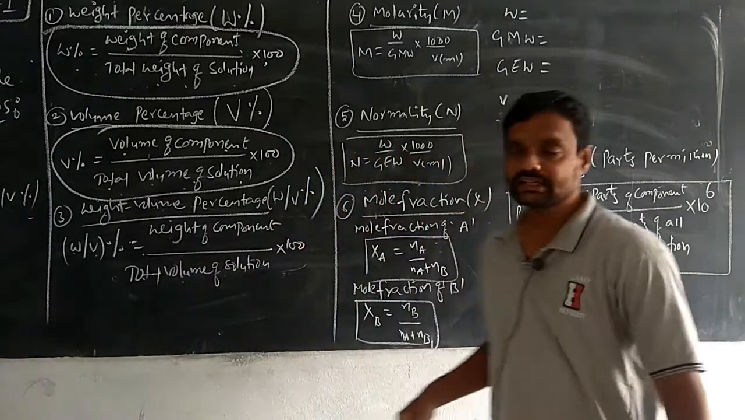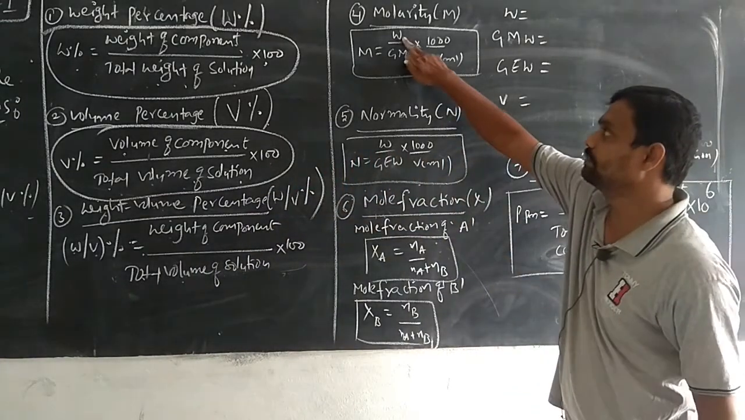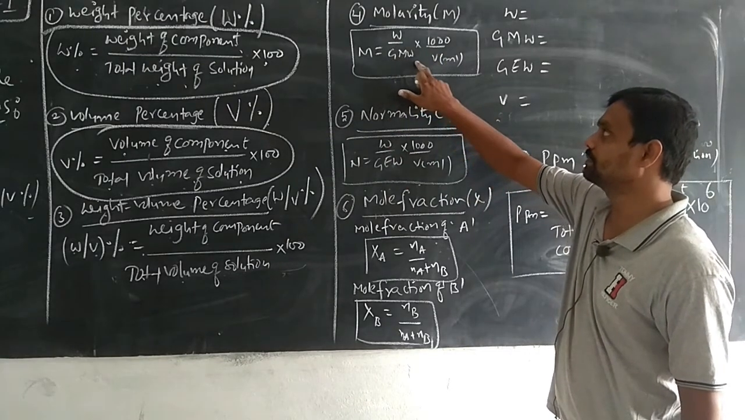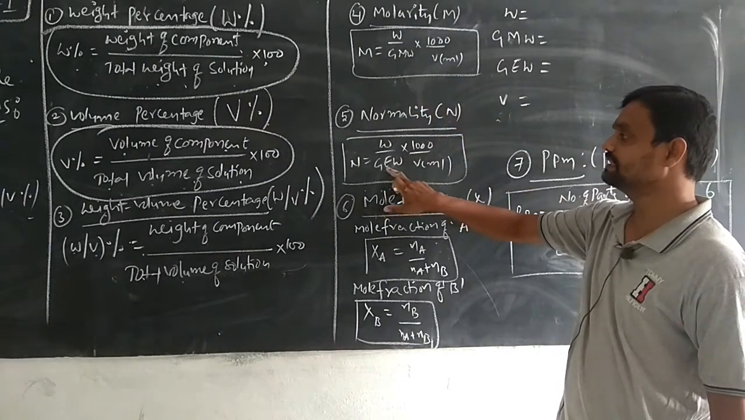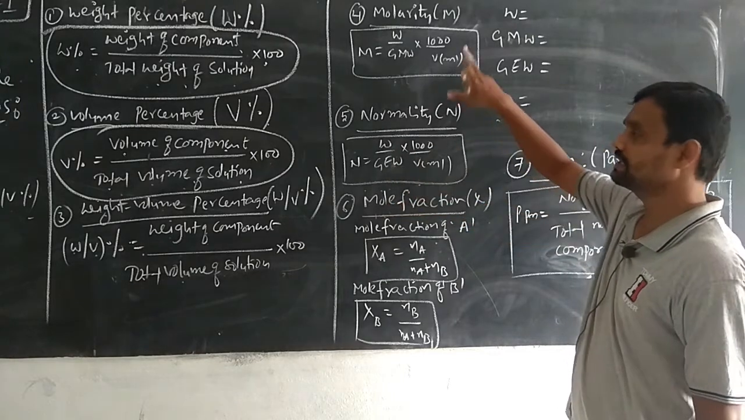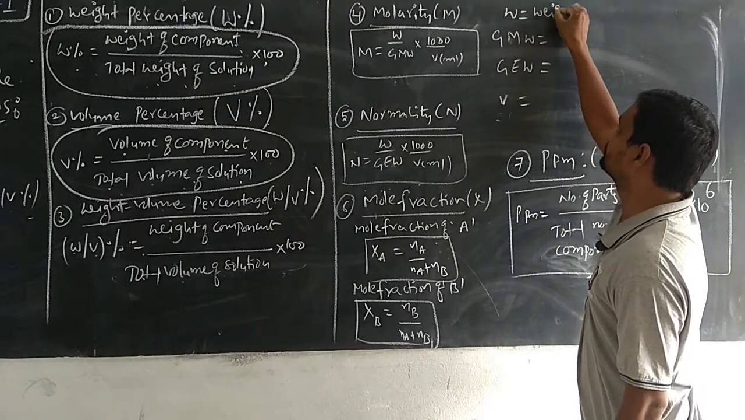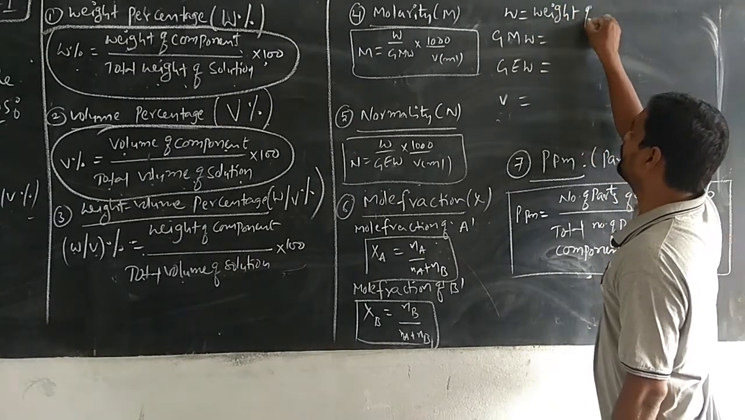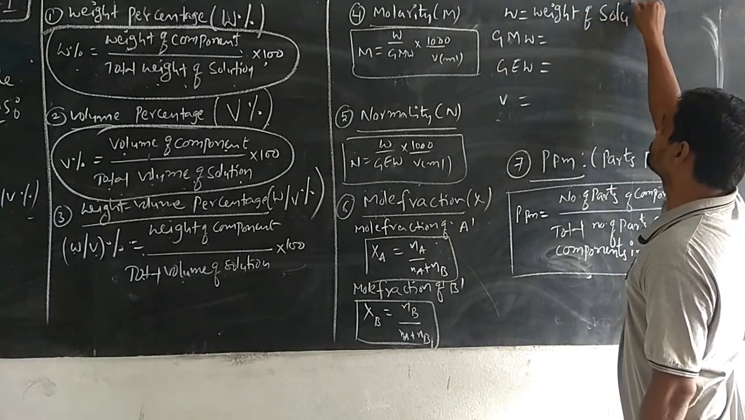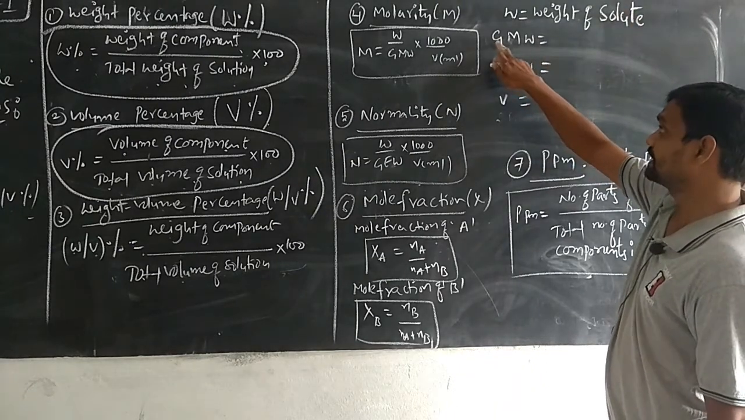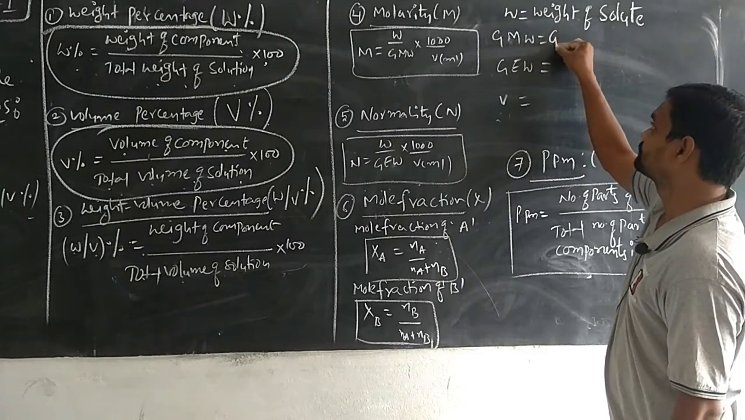So in molarity and normality, W will be the same. Next, in molarity GMW is present, and in normality GEW will be present. The remaining terms will be the same. So for example, W means the weight of the solute. GMW means gram molecular weight.